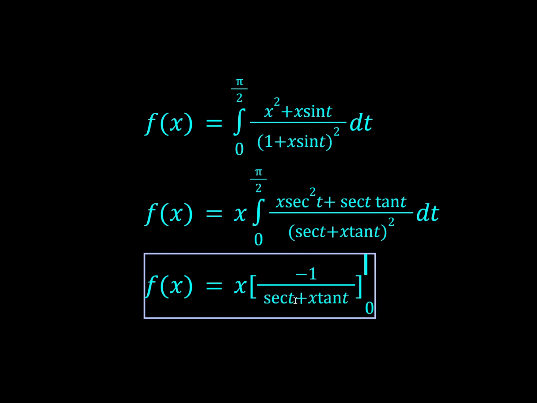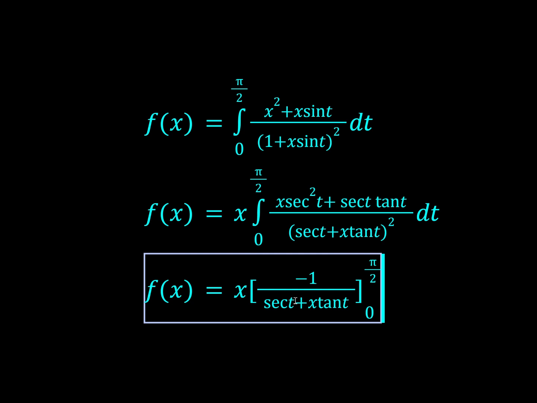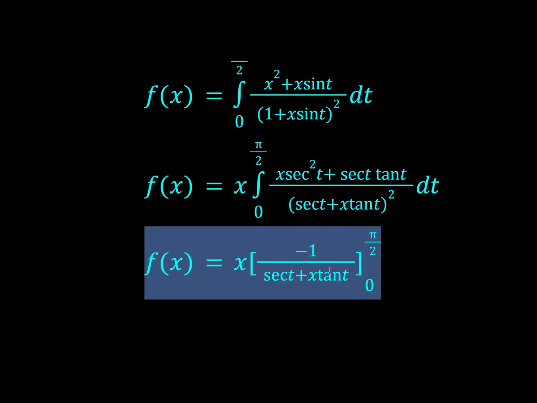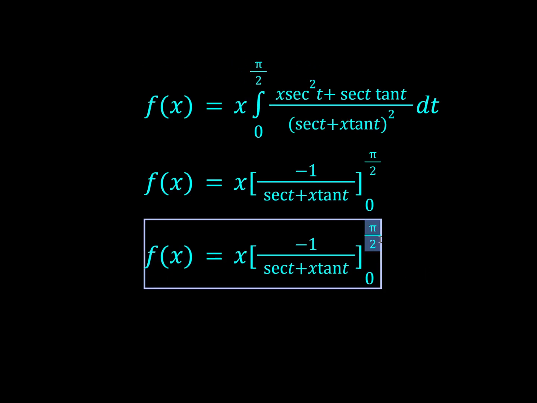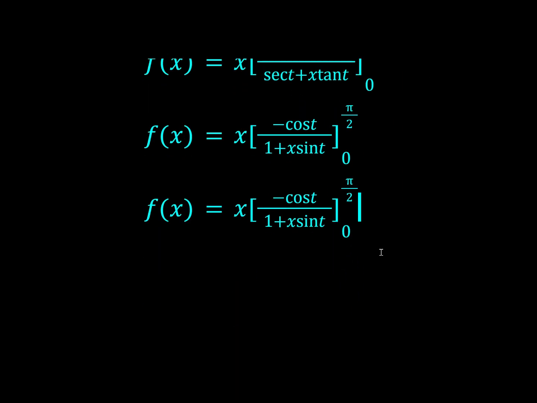And obviously we're integrating from 0 to pi on 2. So you might think, okay, how do we sub in sec pi on 2, tan pi on 2? Well, we're just taking a limit here, so we can just rewrite the thing in a different way. We have minus cos t over 1 plus x sine t when we multiply by cos t. So now it's a lot easier to put in the bounds.